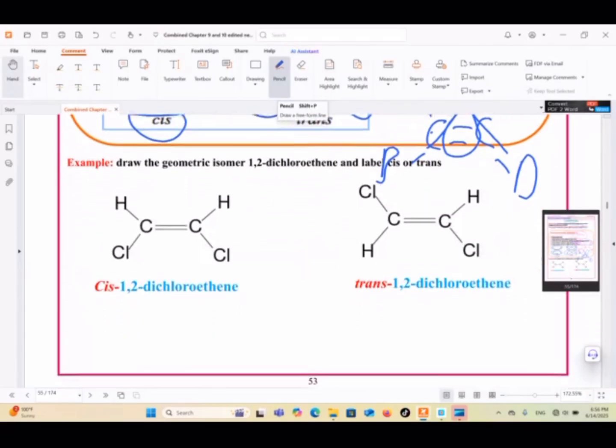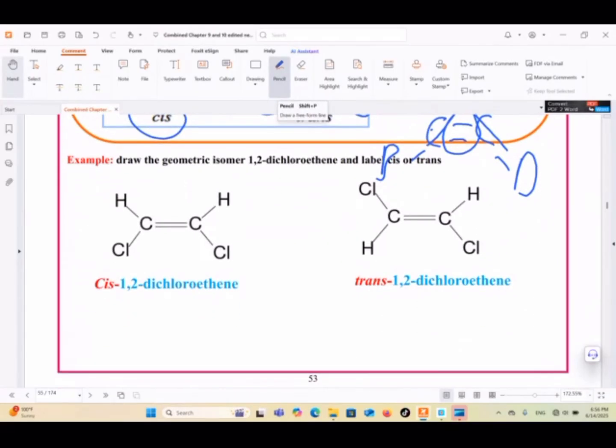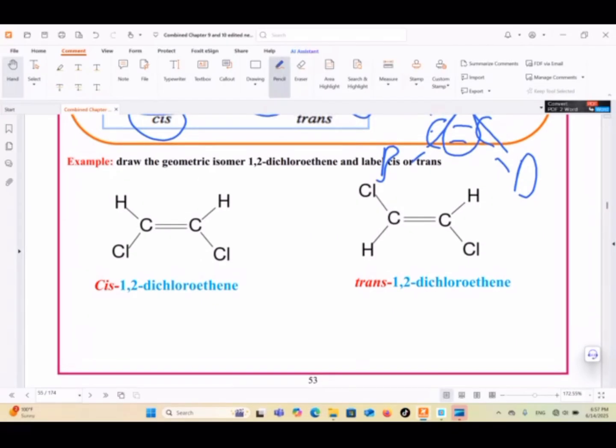Let us provide examples and name those examples as well. Guys, here we have got a structure. Let us name it according to the IUPAC system and check whether it forms geometric isomer or not.